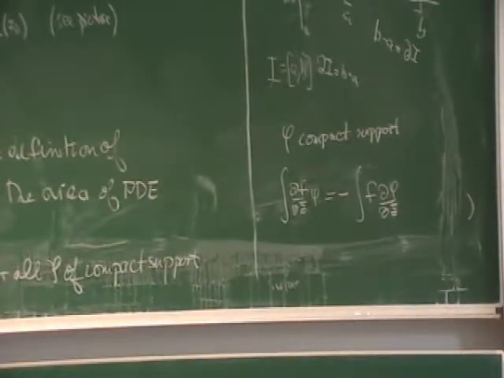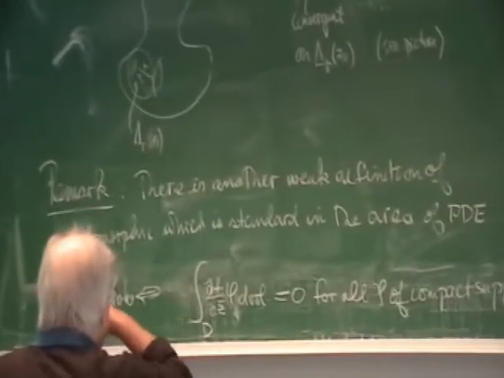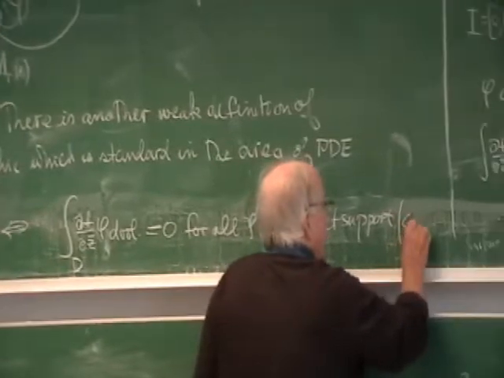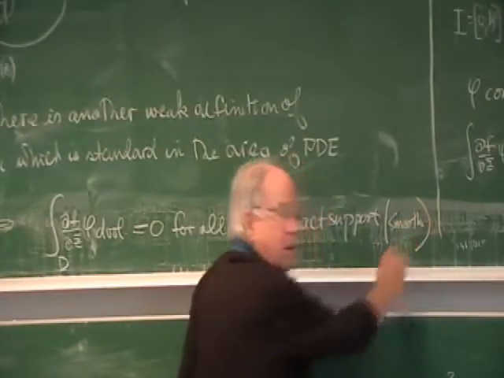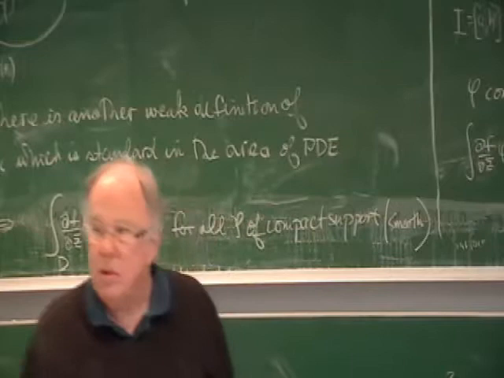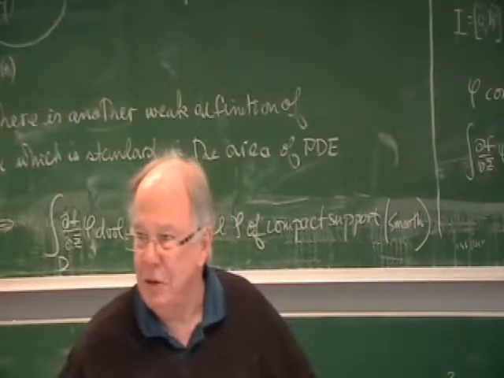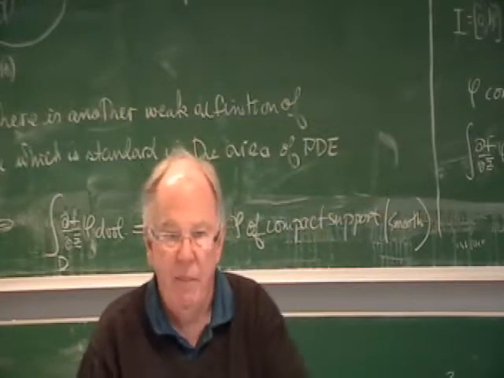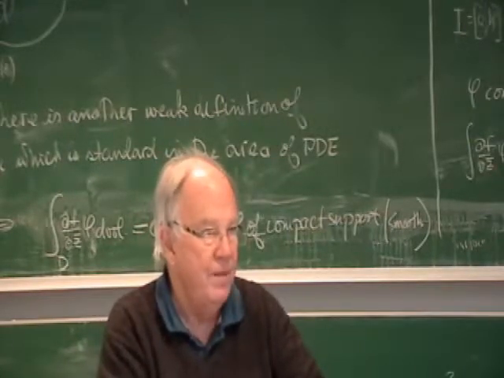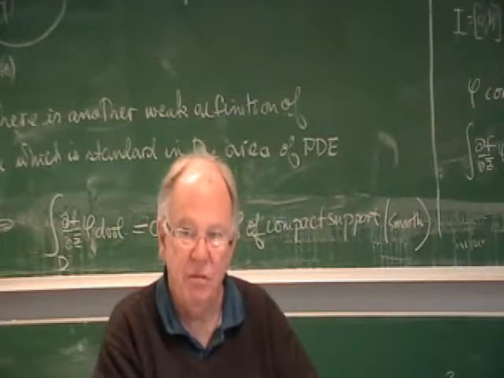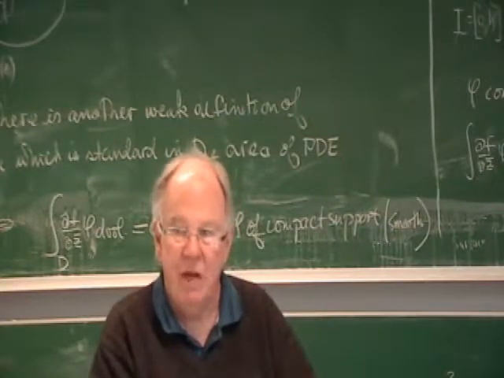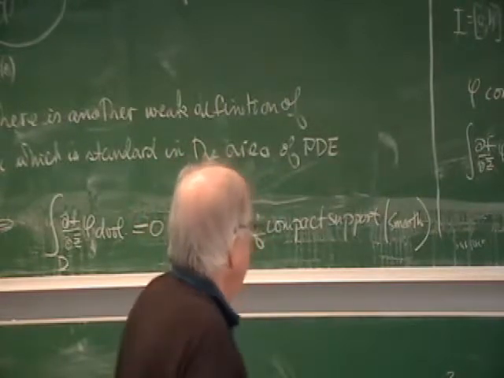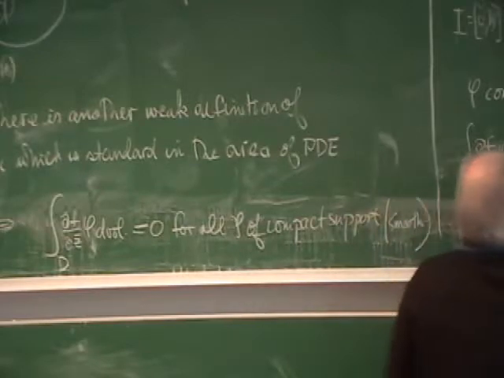What did I say about phi? Compact support, smooth. Otherwise, I'm in big trouble. So I don't know what the devil about the derivative of f. I push it over onto phi. This is a standard trick, called integration by parts. It's sometimes called Stokes' theorem. You push the derivative over to the other side, and you have this equation equals 0 here.